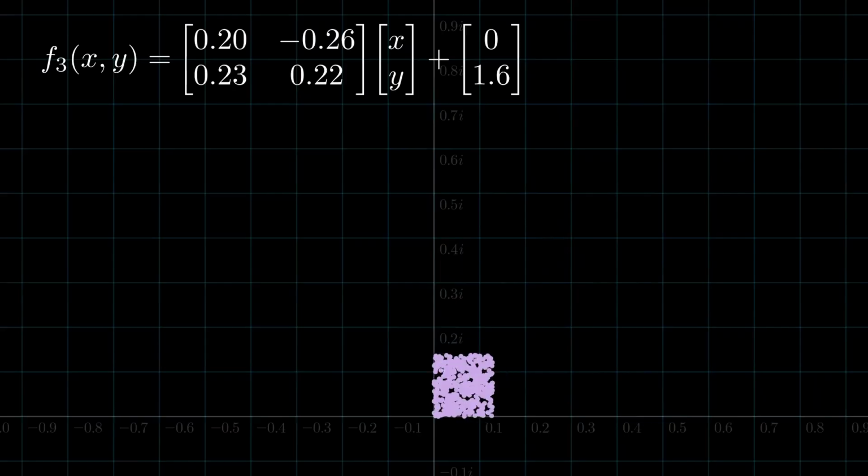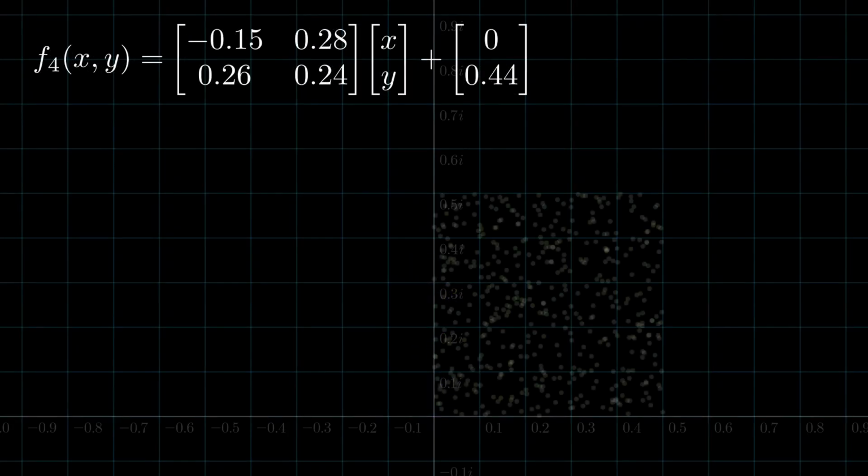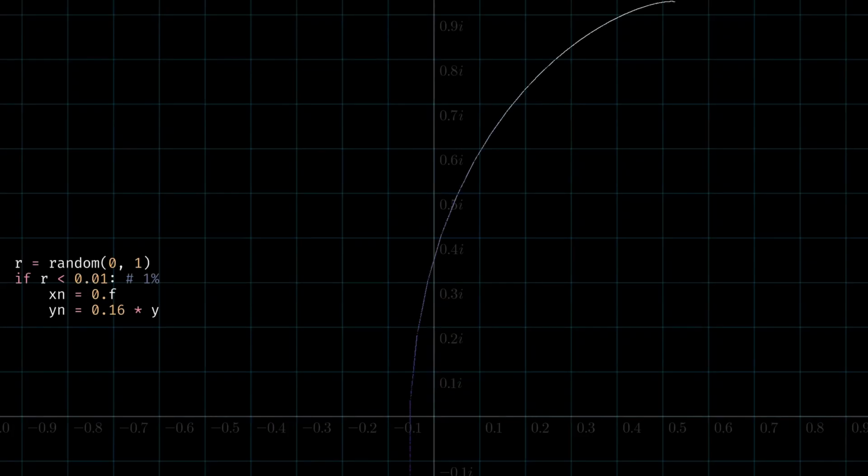The third function shrinks these points up to 20% on the x-axis and 22% on the y-axis and tilts them heavily on the left side. The fourth function is similar to the third, but it flips the points horizontally and applies slightly different scaling and rotation. Function 1 is called only 1% of the time, and it generates the stem.